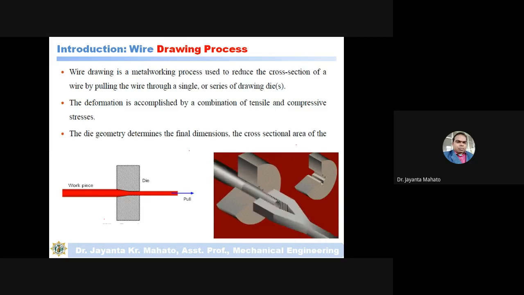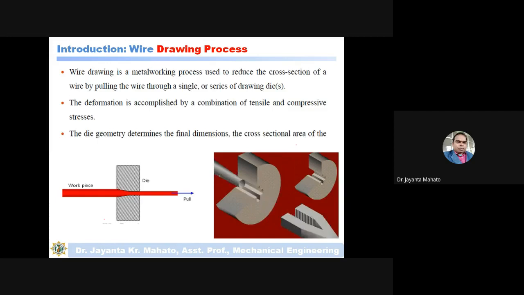Wire drawing is a metalworking process used to reduce the cross-section of a wire by pulling the wire through a single or series of drawing dies. The deformation is accomplished by a combination of tensile and compressive forces. Means sometimes a compressive force is also given, and obviously the pulling of the material from the die cavity is a tensile force, and sometimes a compressive force is given to the billet material.